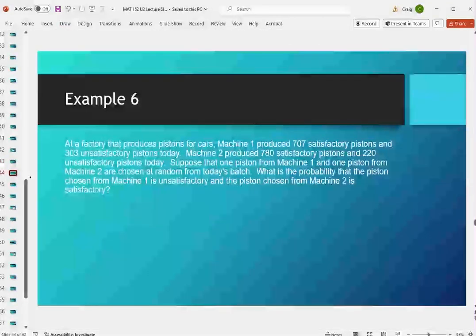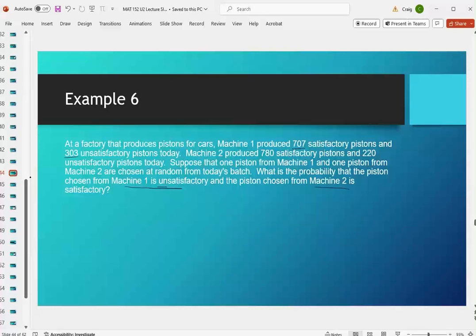And so at a factory, we produce pistons for cars. Machine 1 produces 707 satisfactory pistons and 303 that are unsatisfactory. You see the numbers for machine 2. One piston from machine 1 and one piston from machine 2 are chosen at random. So we're choosing 2 pistons, one from each, separate counts, so independent events. What's the probability that the one from machine 1 is unsatisfactory and the one from machine 2 is satisfactory?